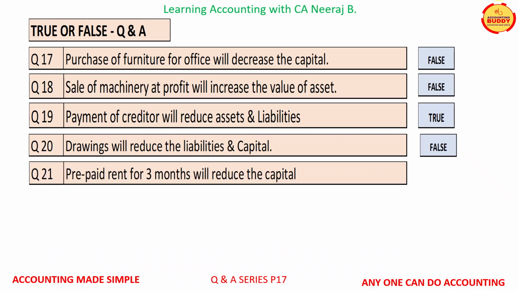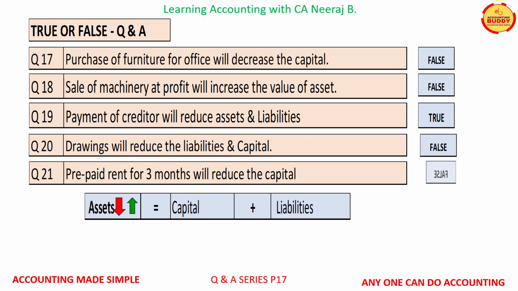Question number 21. Prepaid rent for 3 months will reduce the capital. This is a false statement. Prepaid rent will reduce the cash or the bank balance of the business, which is an asset, and at the same time, prepaid expenses being the assets of the business will be increased. So the impact of this transaction will be only on the assets of the business.